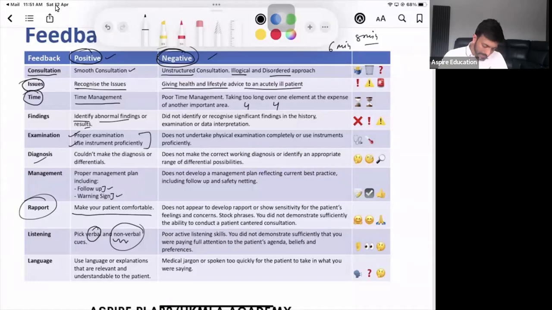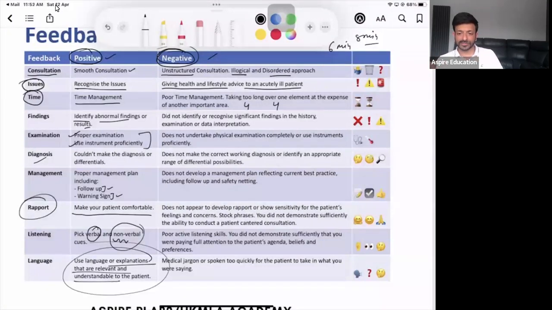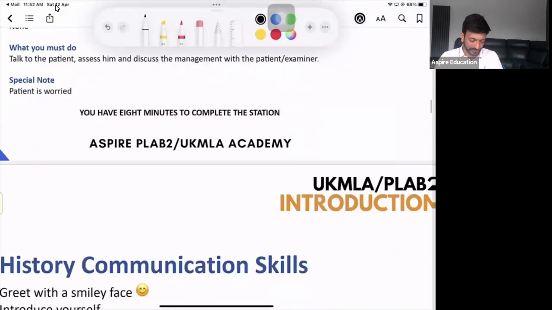Language: make sure you use language or explanations that are relevant and understandable to the patient. That's really important. Don't use medical jargon, don't use medical words. The patient won't be able to understand. So that's what we have to do.